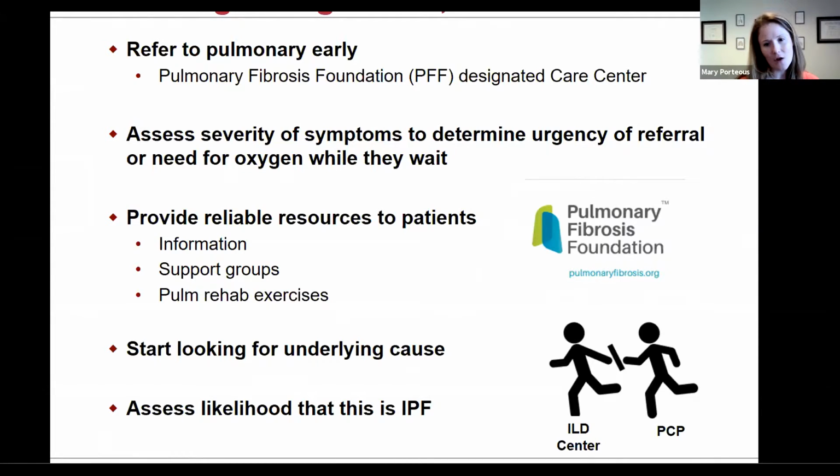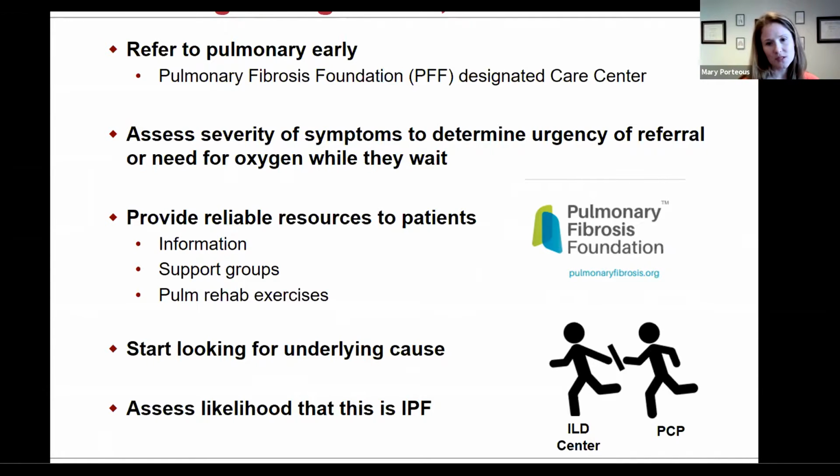Things that can help smooth that include assessing the severity of symptoms. That will help the primary care providers determine the urgency of referral, or at least the need for oxygen while they wait to be seen. Time and time again, patients are Google searching pulmonary fibrosis, and the first hit that usually comes up is you're dead in 3 to 5 years, which sparks appropriate significant anxiety and depression at both the patient level as well as the caregiver. And so providing a reliable place for information, I cannot stress that enough.